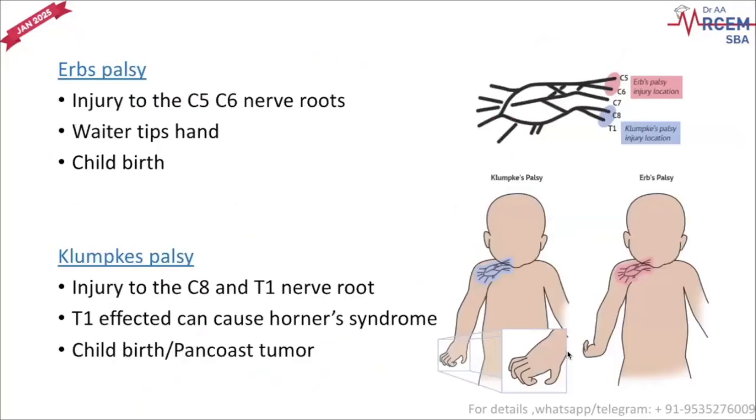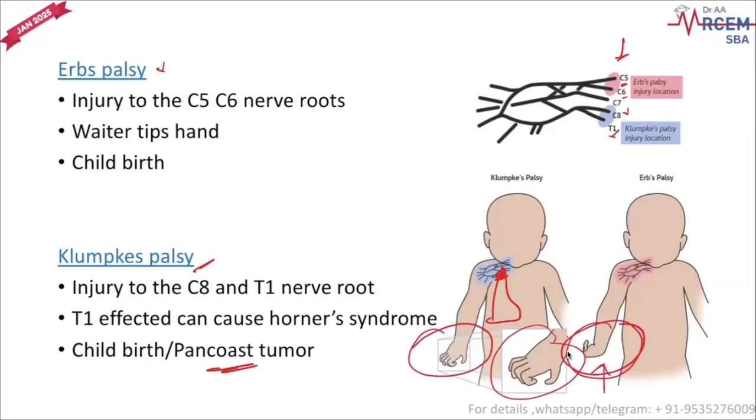Erb's palsy, if your brachial plexus C5 and C6 roots are involved, then you call it Erb's palsy. Klumpke's palsy, if the roots of C8 and T1 of the brachial plexus are involved. Klumpke's palsy is on the lower side. Any lesion over the apex of the lung can cause Klumpke's palsy, like a Pancoast tumor. Okay, and usually the hand will be in this position.